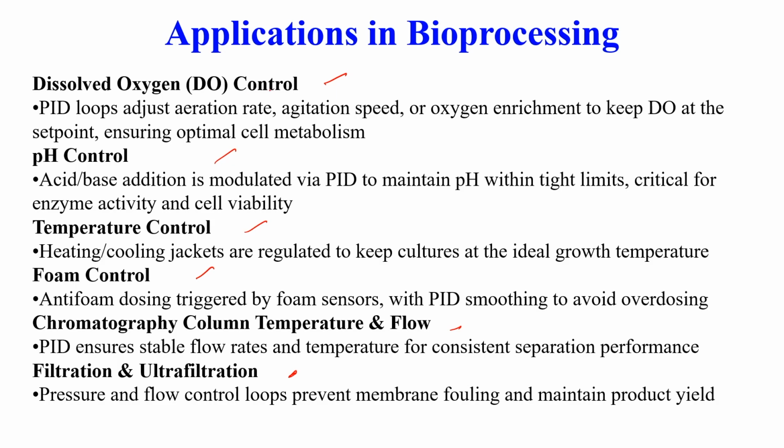Let us say in the case of DO control, the PID loop adjusts the aeration rate, it can adjust the agitation speed or oxygen enrichment to keep the DO level at the set point. Similarly, for pH, it will ensure the addition of either acid or base to maintain the pH within tight limits. Similarly, for temperature, it will ensure either heating or cooling as required. For anti-foam, it will trigger the anti-foam dosing if foaming is present.